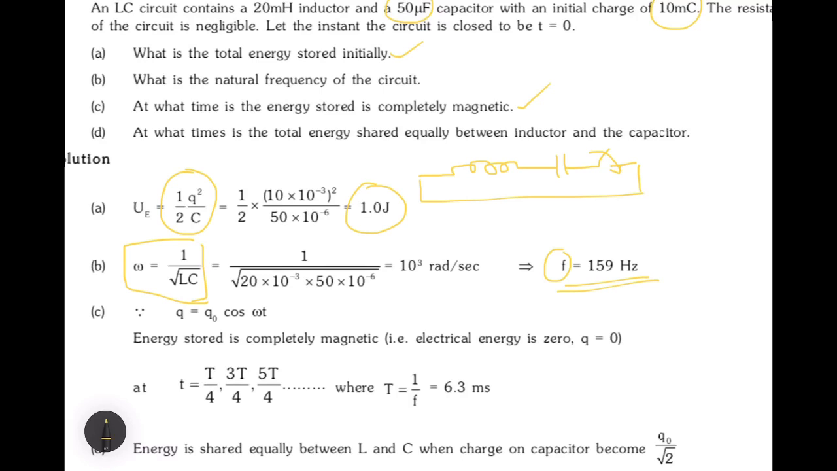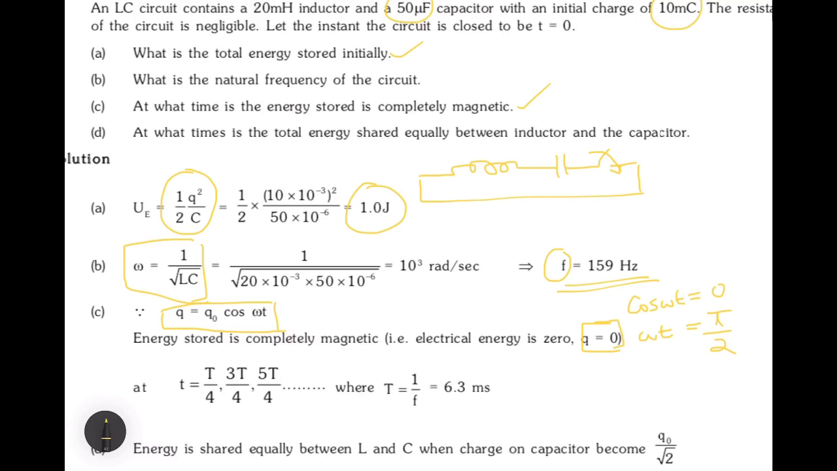We know the equation is Q equal to Q0 cos omega t for the charge. So here, the moment when Q becomes 0, it is purely magnetic. Now, at what moment will it happen? When Q equal to 0, the cos omega t value becomes 0. So the cos omega t value becoming 0 means omega t value, in the first case, becomes pi by 2.